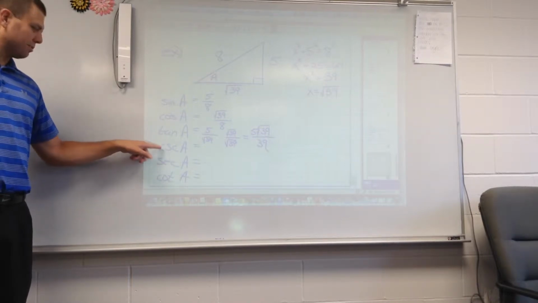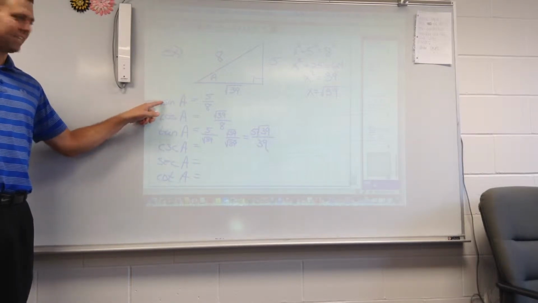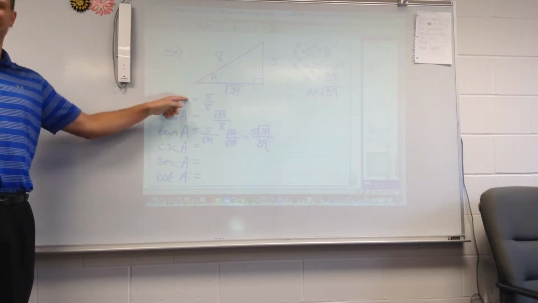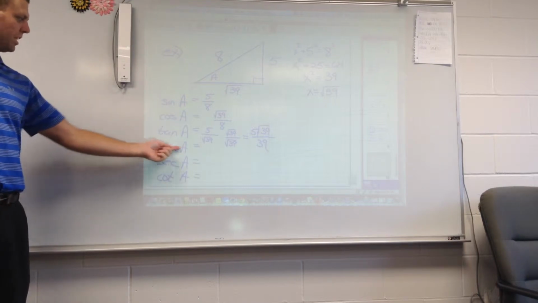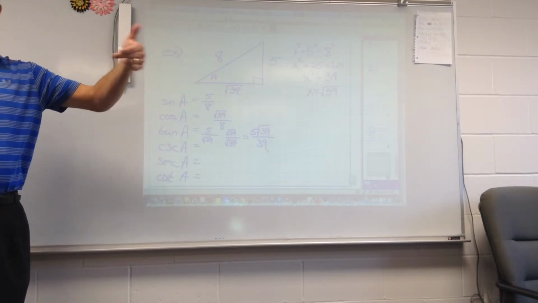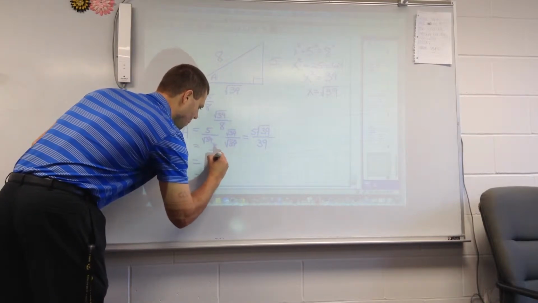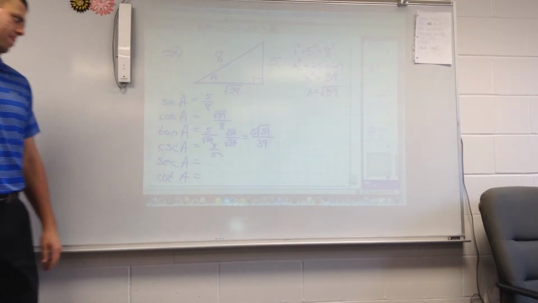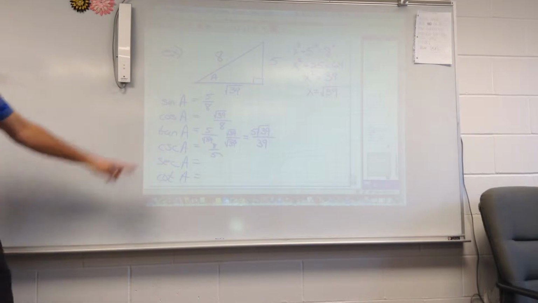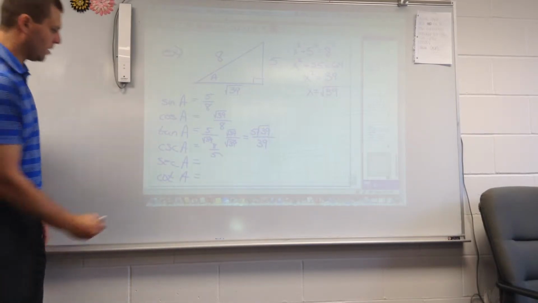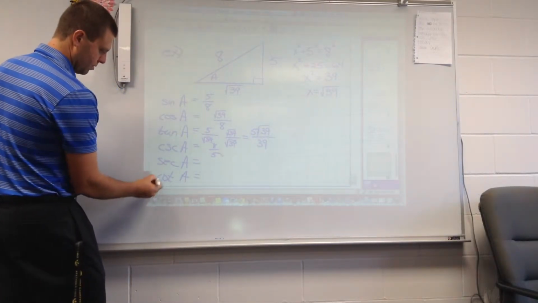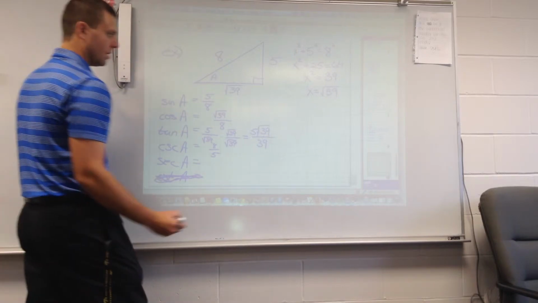Cosecant is the reciprocal of sine. So if the sine of angle A is 5/8, the cosecant of angle A will be 8/5. That was really cute. 8/5 for cosecant. I'm running out of room here, so I'm going to put cotangent over here.